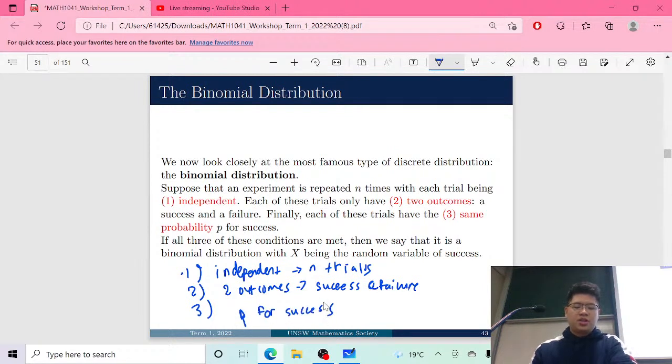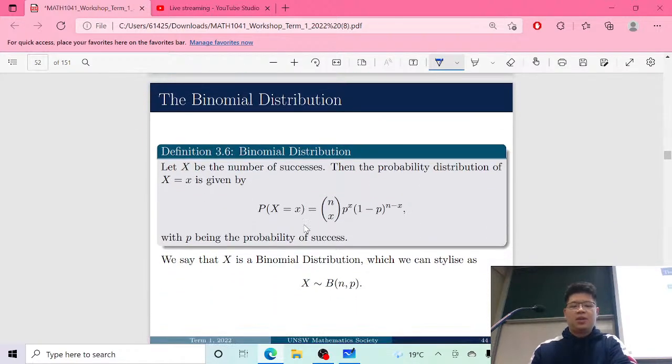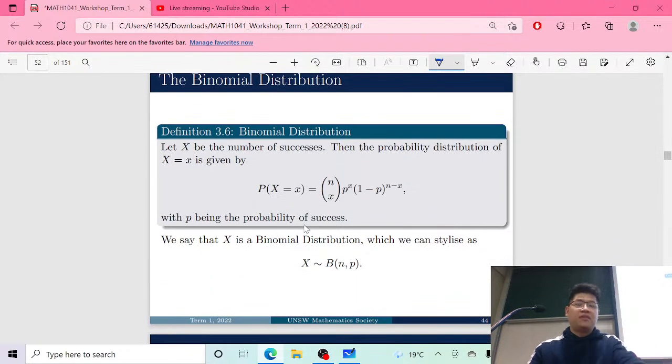Now, I think it's not much use for me to just say it, so let's look at the definition more formally and then take a look at an example. If you already know that x is a binomial distribution, then the probability distribution of x is just this formula here: n choose x, p to the power of x, times 1 minus p to the power of n minus x. This is how people like to write down that x is a binomial distribution, with n the number of trials and p the probability of success for each trial.